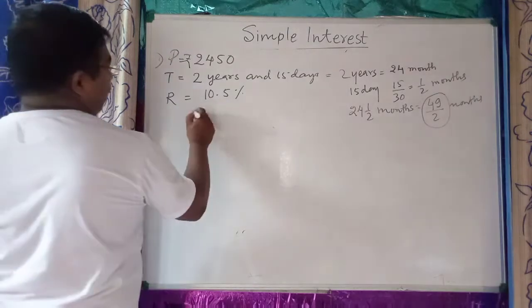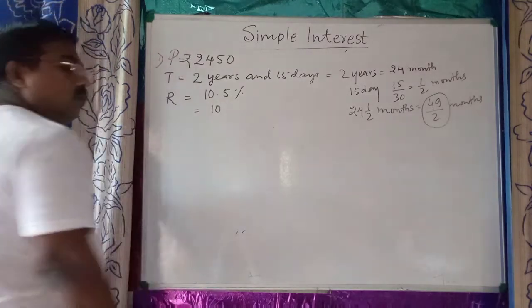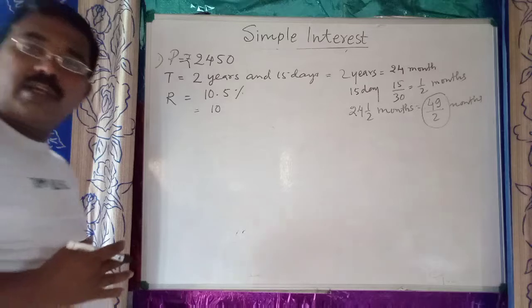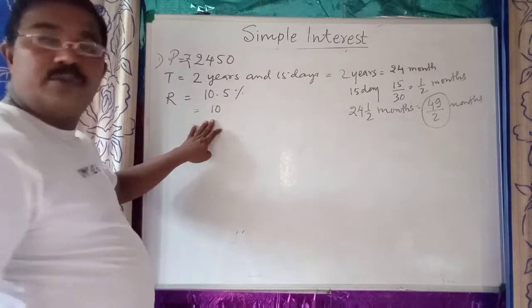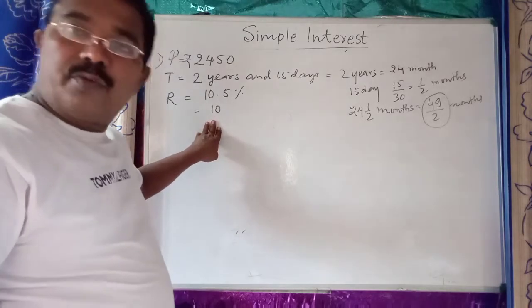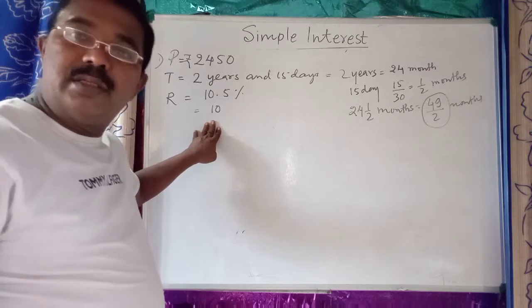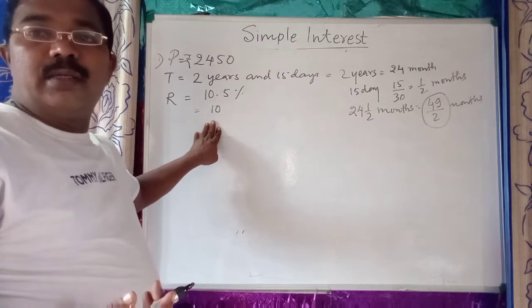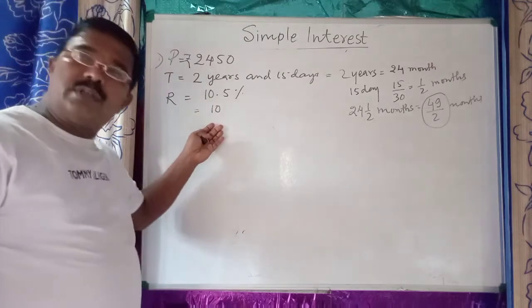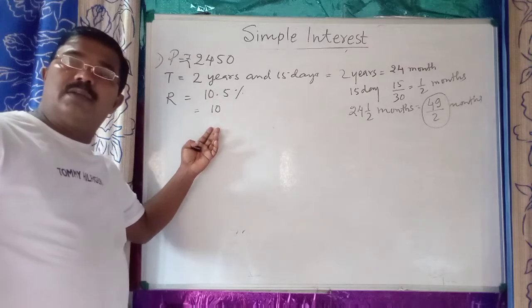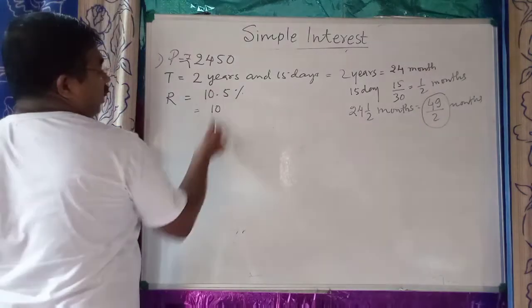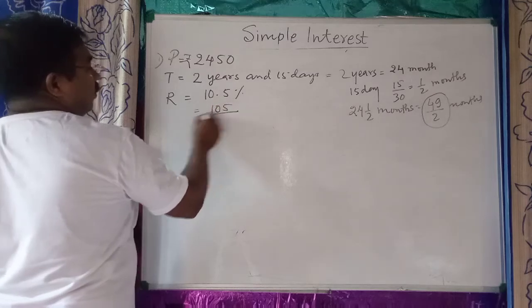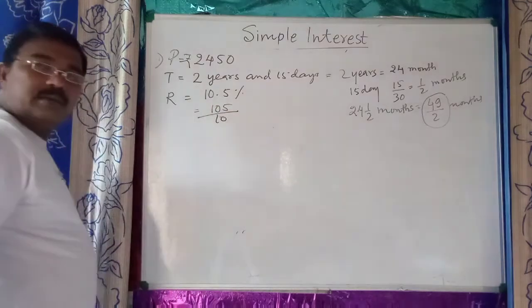Now 10.5%: I have already taught you how to change decimal numbers into fraction numbers. Here also you have to change the decimal number into a fraction number, then it will be easier for you to find out the answer. You can solve the question without changing it into a fraction number, but it will be easy for you. So 10.5 is equal to 105 divided by 10.